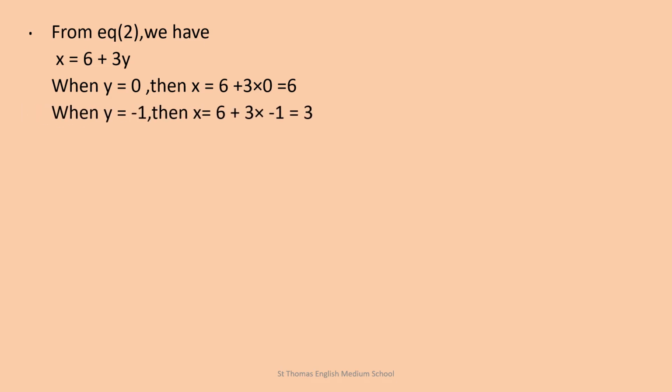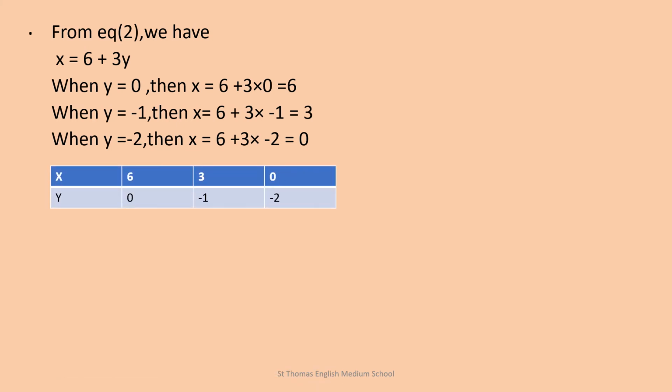When y equal to minus 1, then x equal to 6 plus 3 multiplied by minus 1 equal to 3. When y equal to minus 2, then x equal to 6 plus 3 multiplied by minus 2, that is 6 plus minus 6, that is 0. Now you represent the values of y and the corresponding values of x in the tabular column. So you will have the coordinates x, y as (6, 0), (3, -1) and (0, -2).